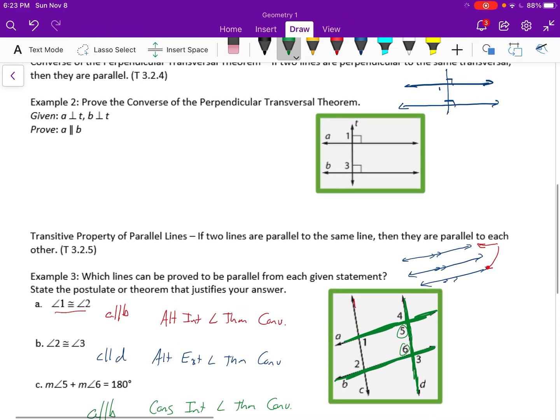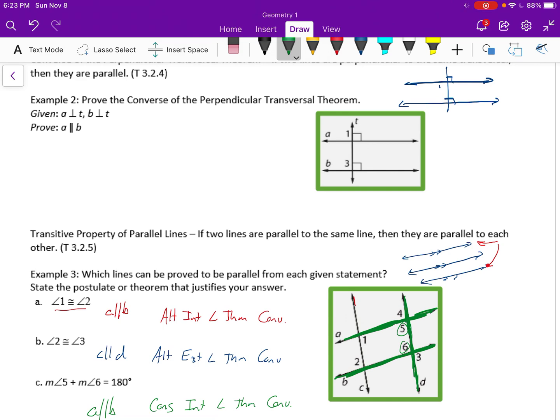And then going back up to this last example, prove the converse of the perpendicular transversal theorem. They actually start us off here. They have the figure and the given and prove. So it says, we have our statements here and our reasons. We obviously can put our given first. And that's marked there already, that A is perpendicular to T. I wrote this wrong. This should be a T. And B is perpendicular to T.